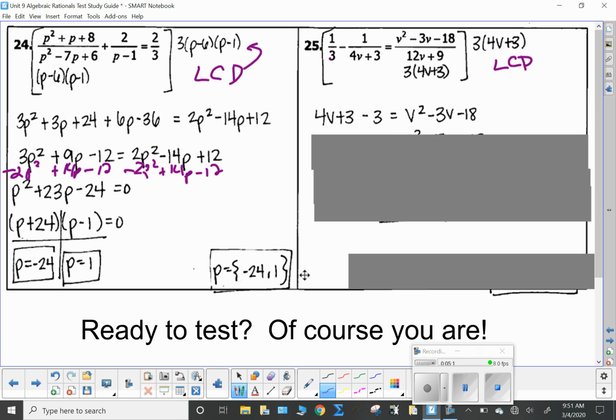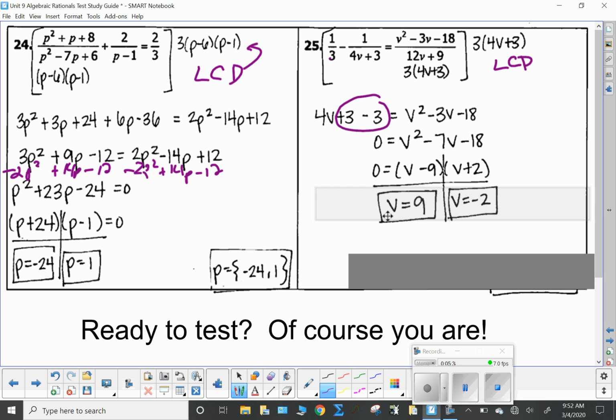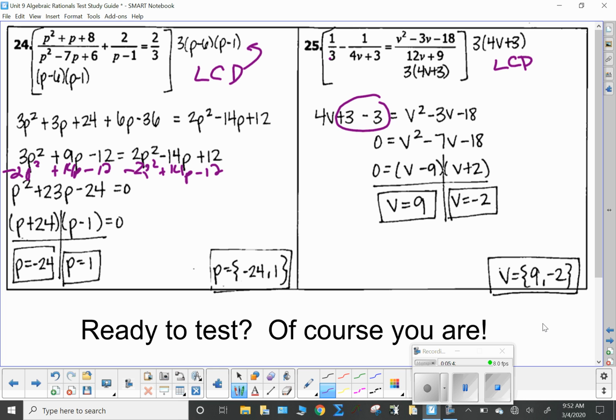Now I need to get everything on one side of the equation because I don't have just a v. I'm going to have a quadratic, potentially. So I'm going to subtract 4v from both sides. And here, plus 3 minus 3 is 0, so I don't have to deal with that. Now I need factors of negative 18 that will add up to negative 7, which are negative 9 and 2. I factor that trinomial and set each factor equal to 0. v is 9 or v is negative 2. Voila! I have my answers.